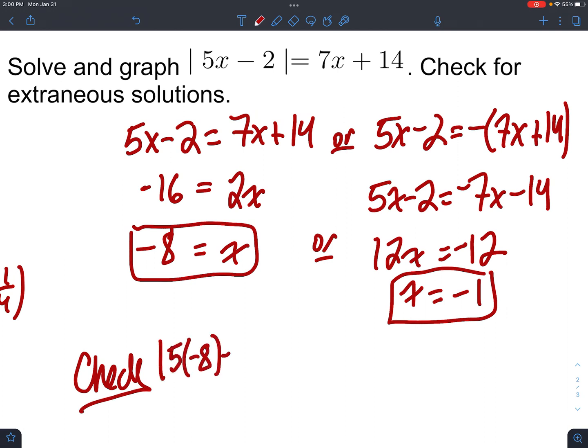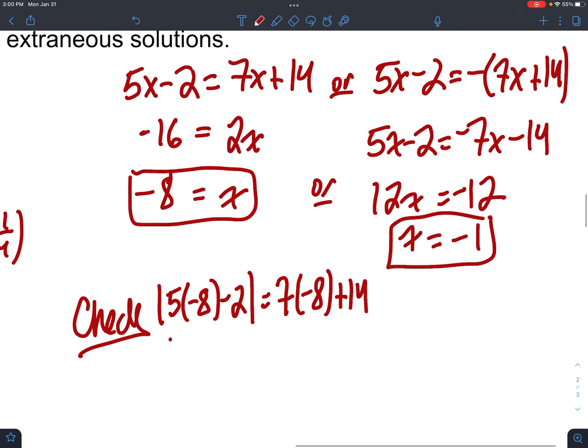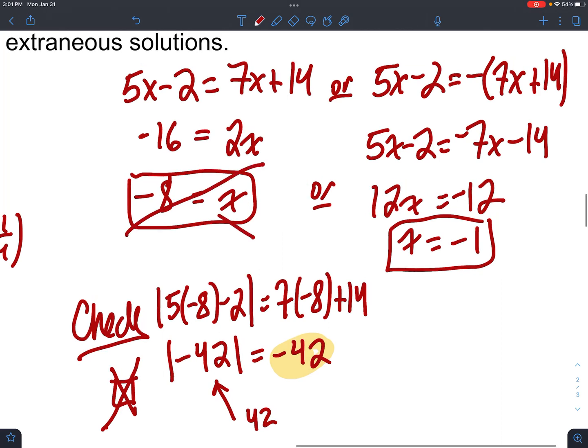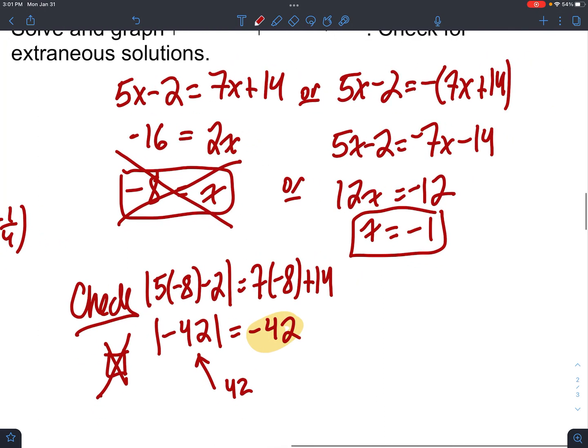Just plug in minus 8 for x. And that big negative number does kind of make you feel uncomfortable, but just because it's negative doesn't mean it's not going to work. It's all about what the right-hand side's going to calculate out to. So this is minus 42, and this is also minus 42. That is not true, because we can never have an absolute value give us a negative. This is 42. So this one's not true. So that big negative answer turned out to be false. It's extraneous.